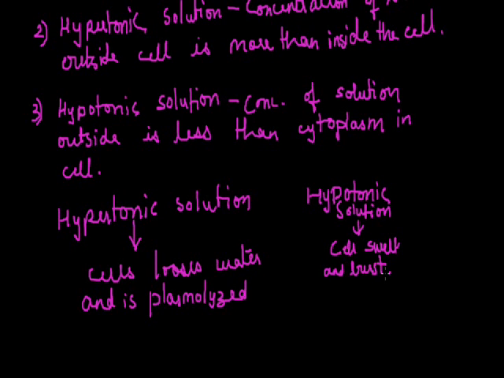In an isotonic solution, the concentration of the solution outside the cell is equal to the cytoplasm of the cell, and so there is no movement of the solvent. So these were the three types of solution based on concentration of the solution.